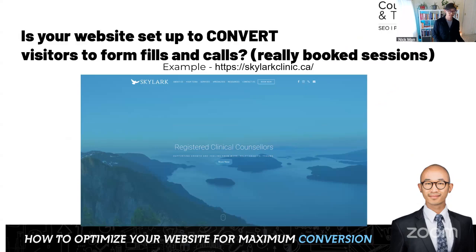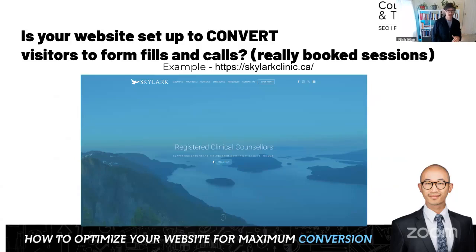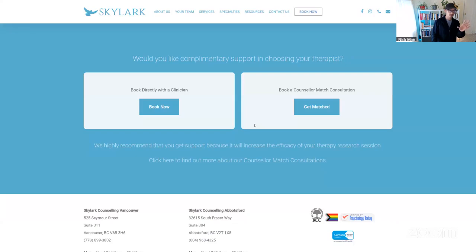So for example, we're thinking about how we get someone to convert. One of the examples, Skylark here does a really good job. They've got 2 book now buttons right here and here. And they basically guide people to, okay, here's book directly with a clinician for a returning client. They'll book directly here. They've done the research and they know they just want to stay with the current therapist. Or for someone who's new, who likes to do that research and looks at all the different people on the team, they can book now.